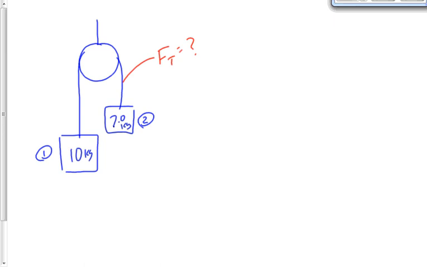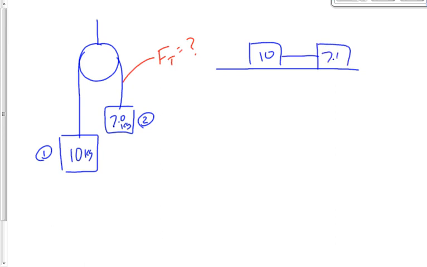Okay, let's draw them horizontally. Let's pretend it's on a flat horizontal surface. So we've got a 10-kilogram object, we got a 7. That's not an absolutely mandatory thing to do, but I do think it makes it easier to solve the problem. So let's do that. Now what?